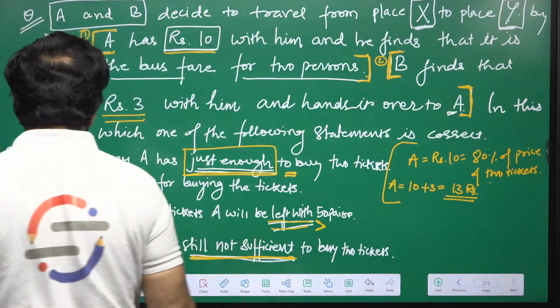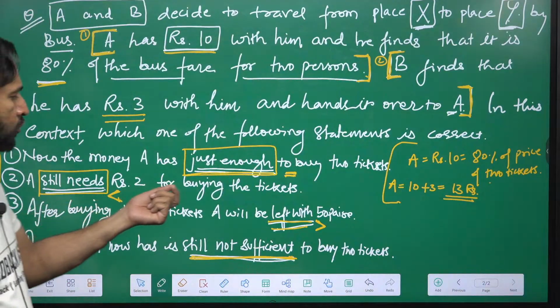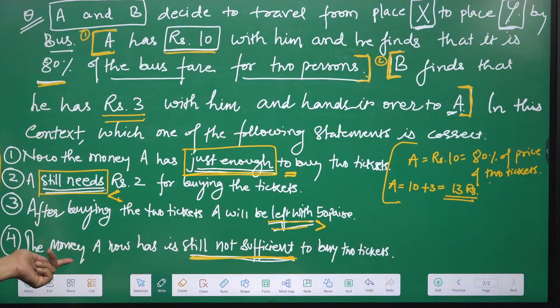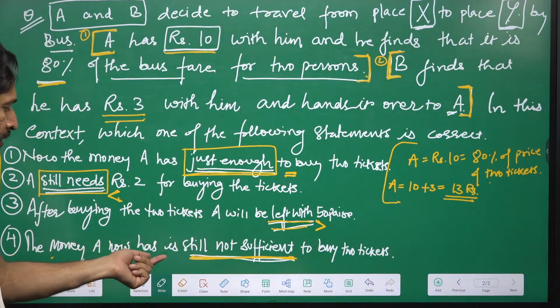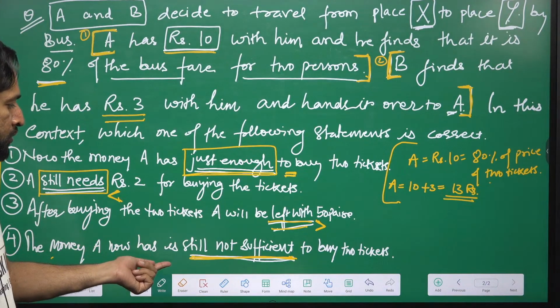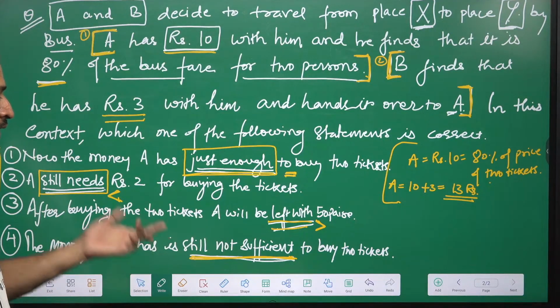So here it still needs rupees 2 for buying the tickets. The money A now has is still not sufficient to buy 2 tickets. So let's understand.